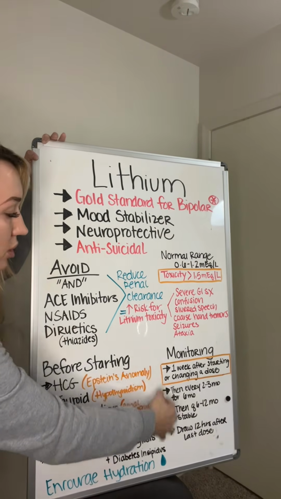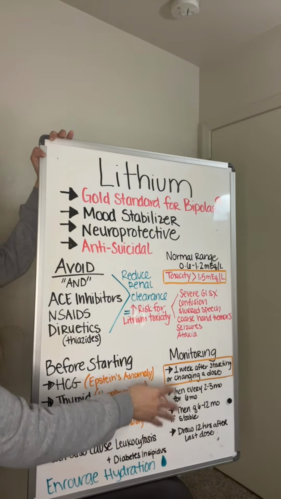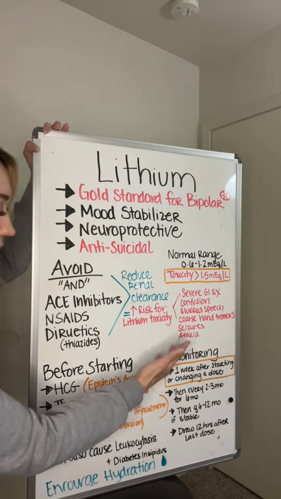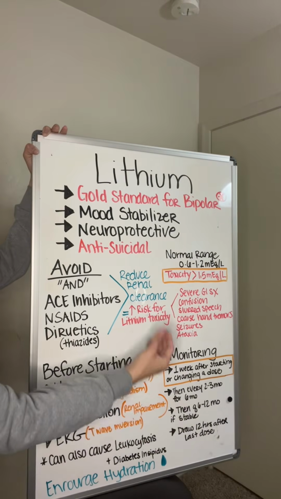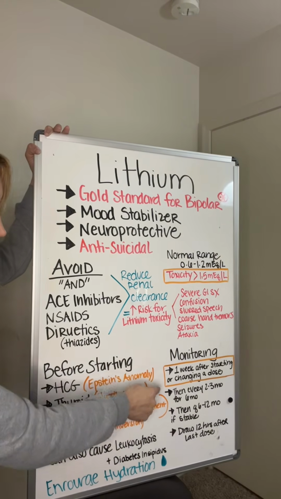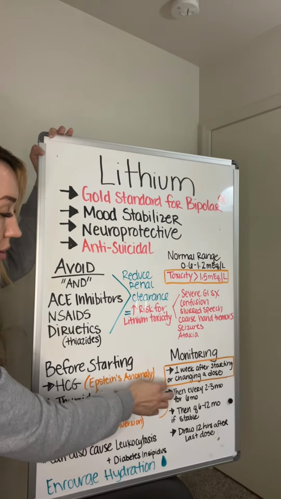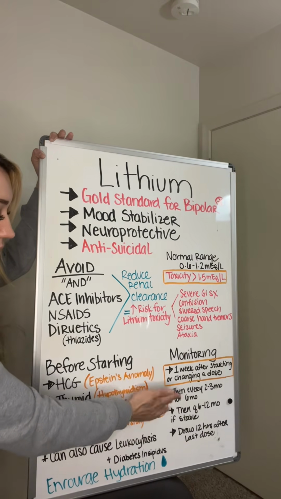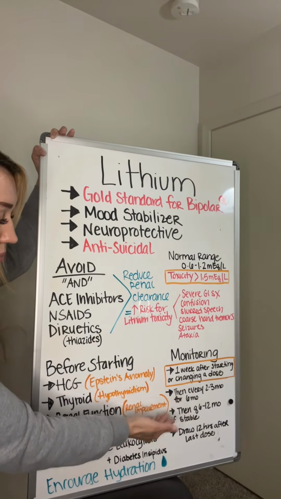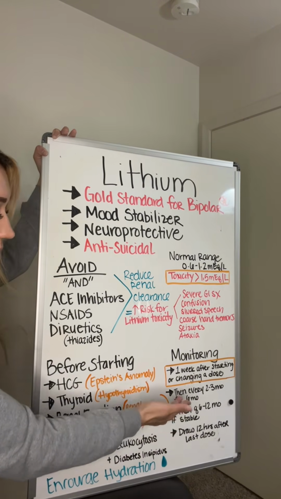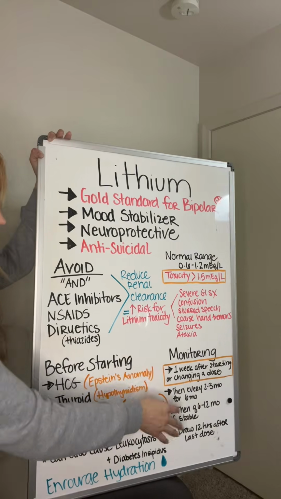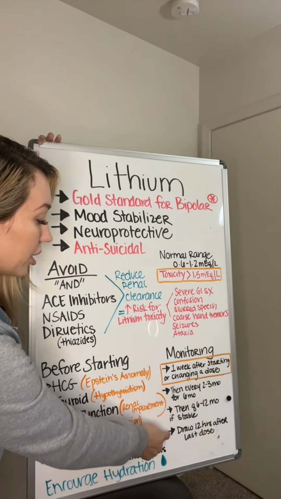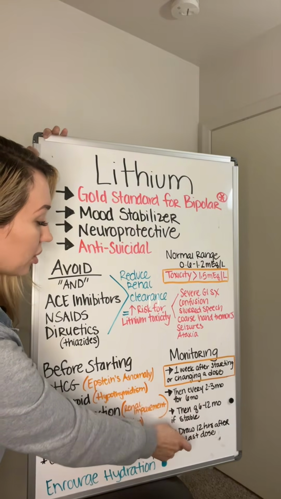Monitoring. This is one that you probably won't get asked about on boards because it kind of is different in different resources. This is actually Stahl's guideline, but if you look online, it might be a little bit different. But in general, once you start lithium, you want to check 5 to 7 days after starting the dose, okay? And then according to Stahl's guidelines, every 2 to 3 months for 6 months, and then every 6 to 12 months if stable. Usually I do mine like every 3 months if they're not stable. And then you want to check that level 12 hours after your last dose, okay?